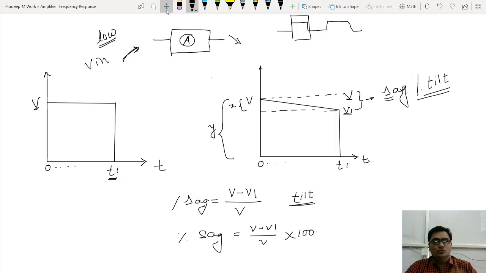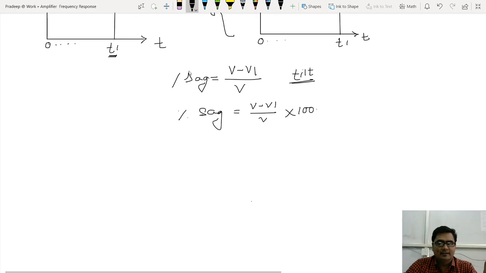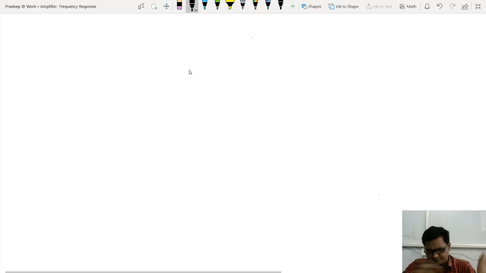So if the output voltage reduces at lower frequencies, then tilt or sag is there. That reduction is basically called sag. Now see, I'm saying that at lower frequencies sag is produced. But at the lower cutoff frequency, how much sag is produced?